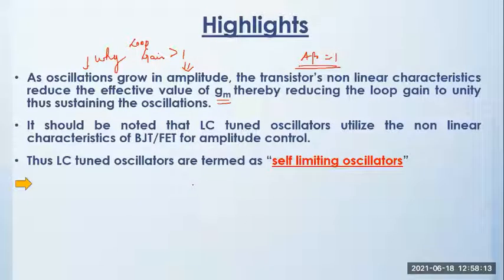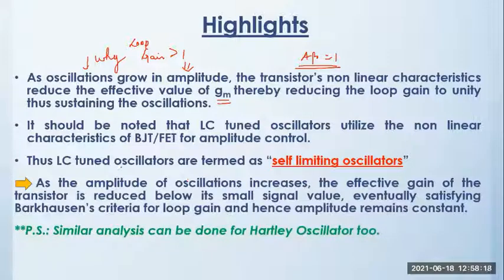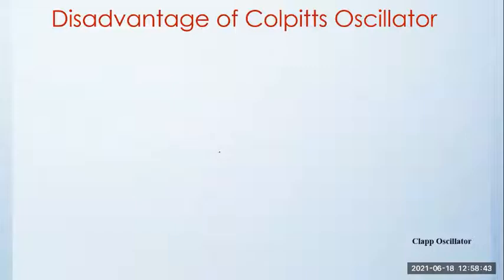Anyway, LC tuned oscillators are also called self-limiting oscillators, because as the amplitude of oscillations increases, the effective gain of the transistor is reduced below its small signal value. And finally, Barkhausen's criteria A beta equal to 1 will get satisfied correctly, after which the amplitude of the oscillations will remain constant, stable oscillations. Same thing is for Hartley oscillator also.